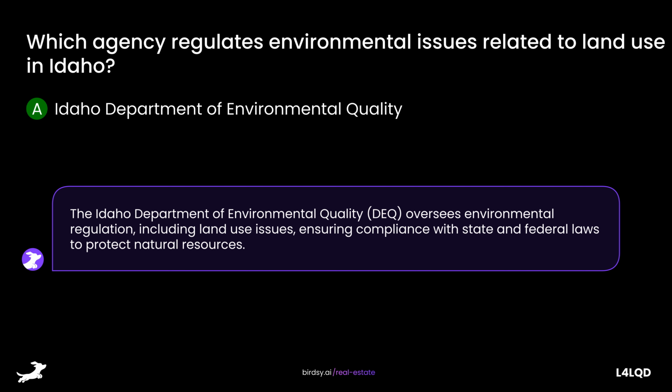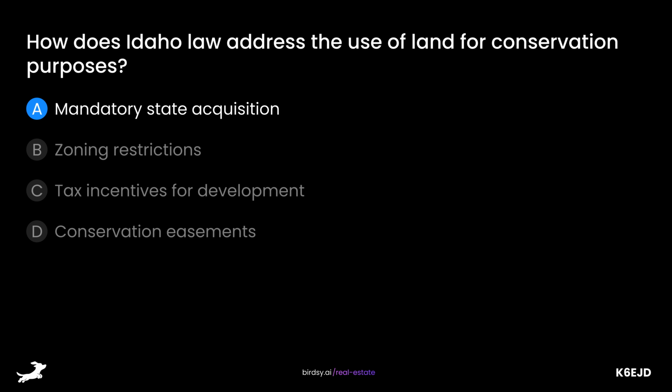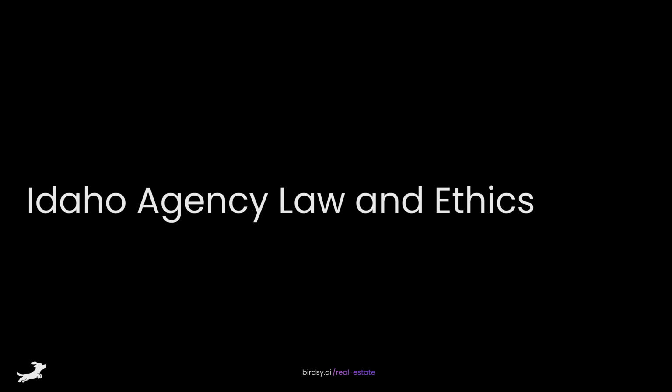How does Idaho law address the use of land for conservation purposes? Is it A, mandatory state acquisition, B, zoning restrictions, C, tax incentives for development, or D, conservation easements? The answer is D, conservation easements. Idaho law allows for conservation easements, which are voluntary agreements that restrict land use to protect natural resources while maintaining private ownership. Let's continue with Idaho agency law and ethics.